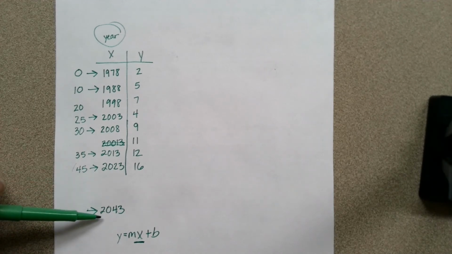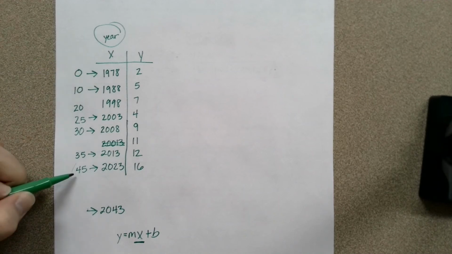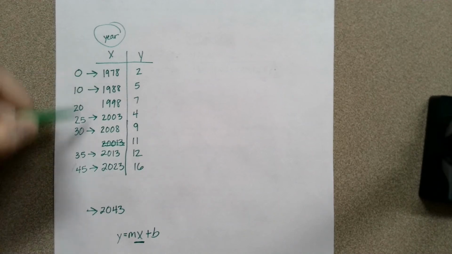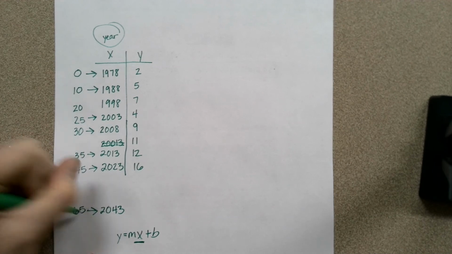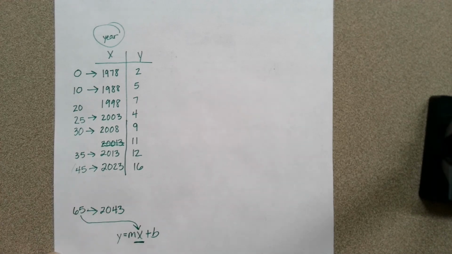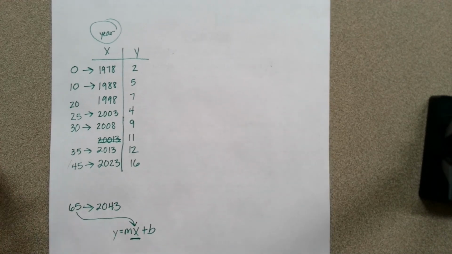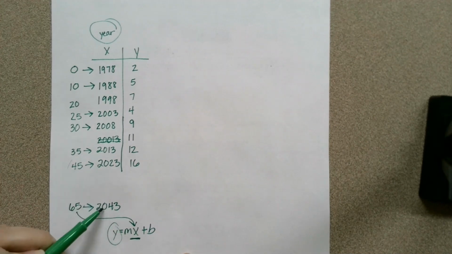So for 2043, we would have to see how many years after 1978 that is. Well, if we know 2023 is 45 years later, this is 20 years after that, so this is going to be 65. 65 is what we would plug in for x into our equation to figure out what our result would be in 2043.